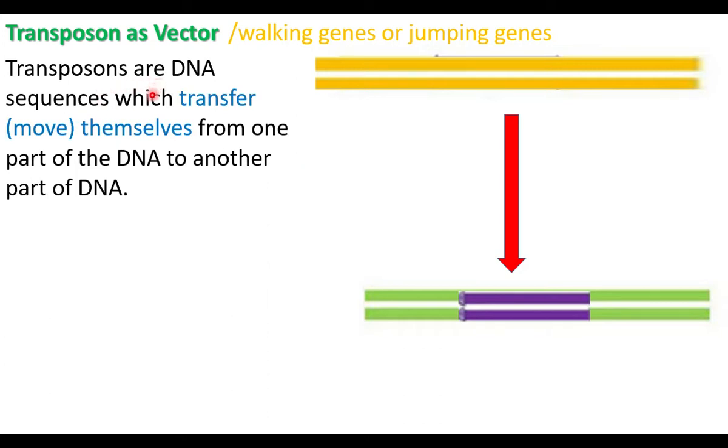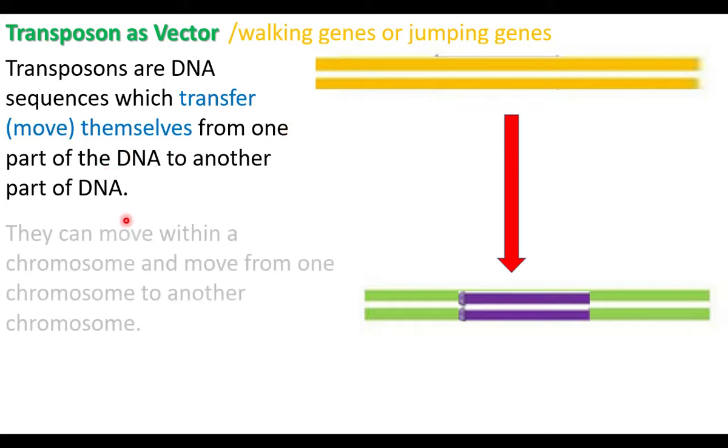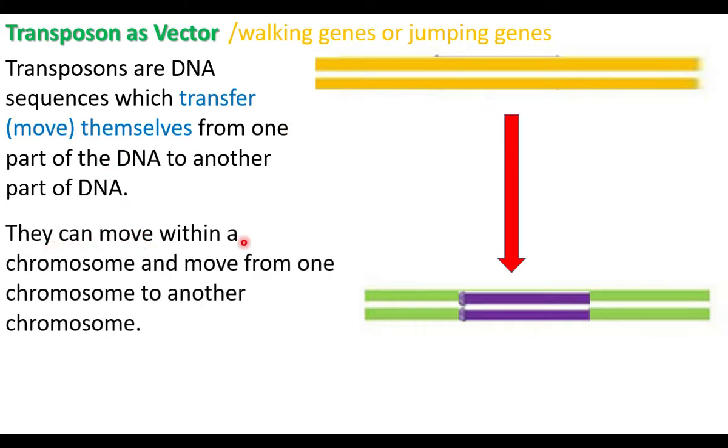Transposons are DNA sequences which transfer or move themselves from one part of the DNA to another part of DNA. They can move within a chromosome and move from one chromosome to another chromosome. So here we completed various aspects of the cloning vehicle, that is, the carrier DNA that carries a foreign gene from one organism to another organism. In the next part we will discuss the host cells.